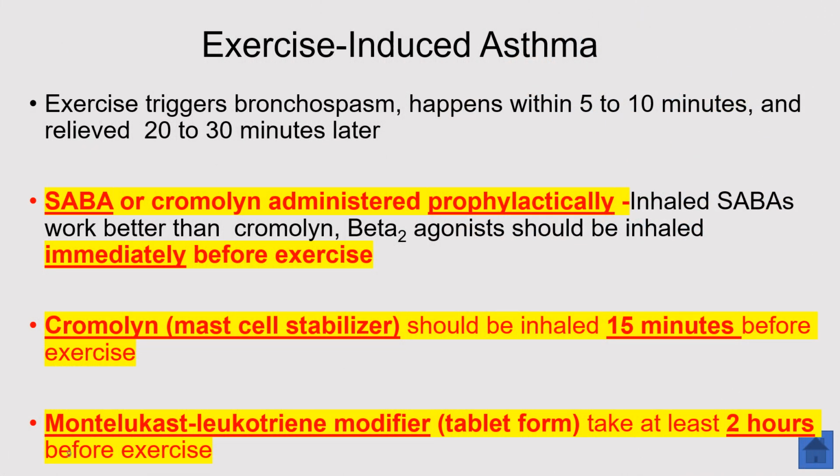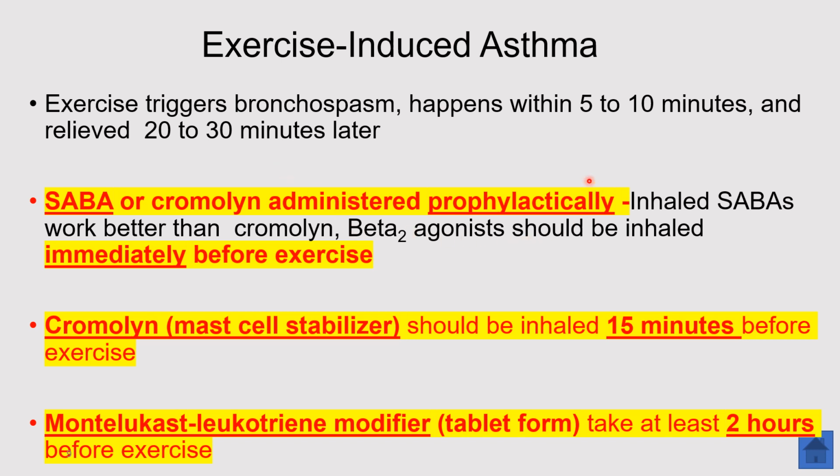So SABA, or the beta-2 adrenergic agonist, can also be given for exercise-induced asthma. What does that mean? When a child goes to run around, all of a sudden they get this asthmatic attack where they can't breathe, they struggle to breathe. This happens so fast, within 5 to 10 minutes. They usually get relieved in 20 to 30 minutes, but this is only a mild attack. If they get a very severe attack, it can be life-threatening.